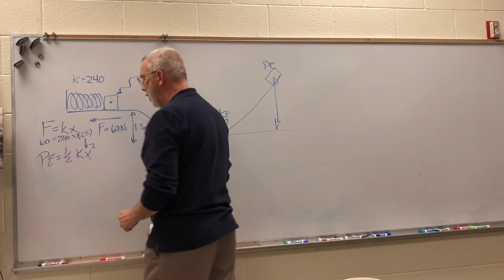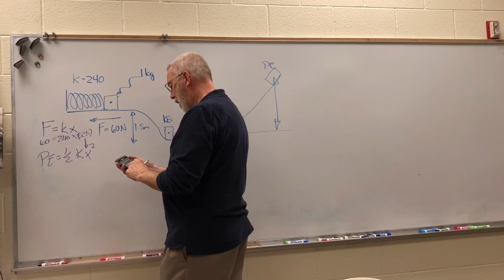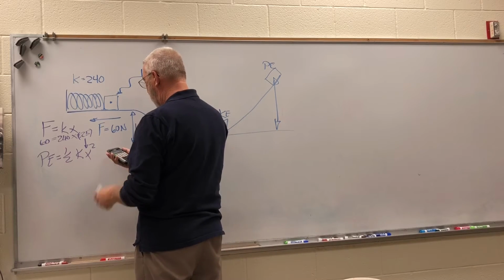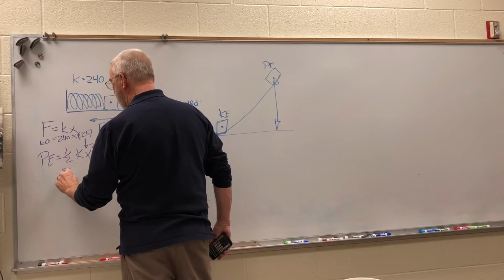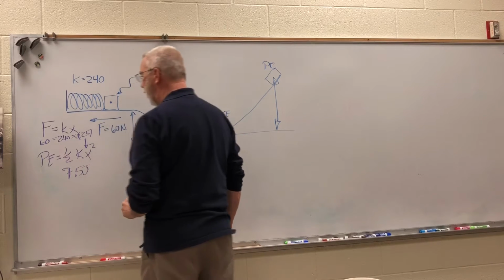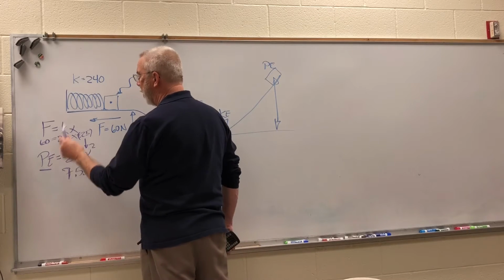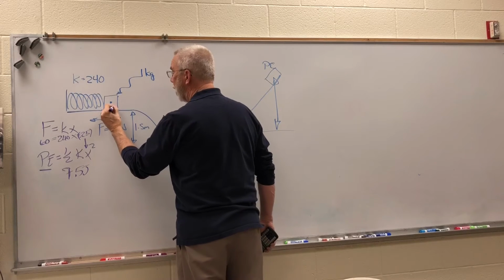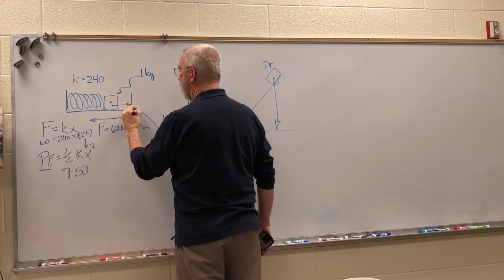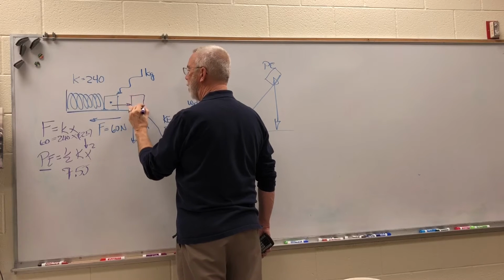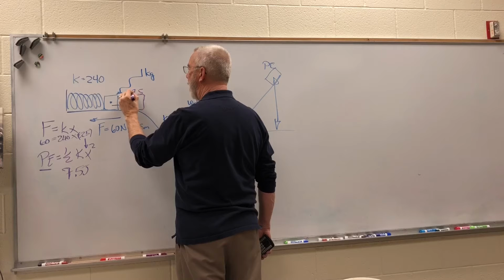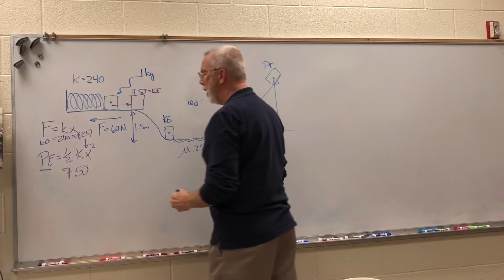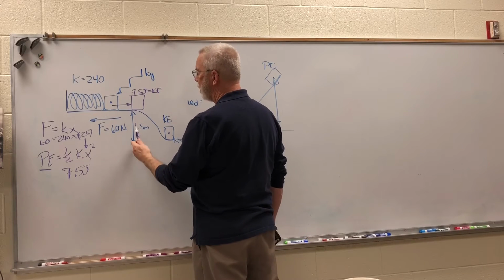And we're going to substitute it into this. So 0.25 squared times half of K, which is 120, equals 7.5 joules of energy. Now, that's the potential energy stored in the spring, but when we let go of the spring, it's going to cause that block to slide to the right. And right here, when it gets to the edge of the hill, it's got 7.5 joules of kinetic energy. But it's 1.5 meters off the ground, so it also has potential energy.